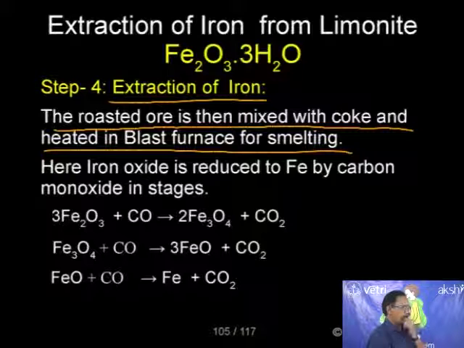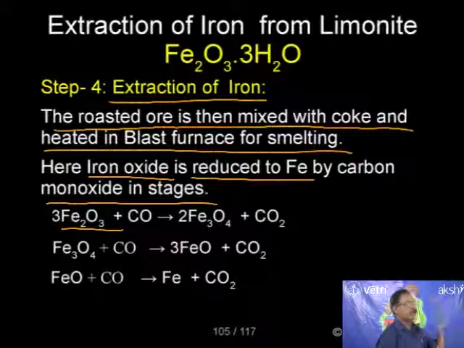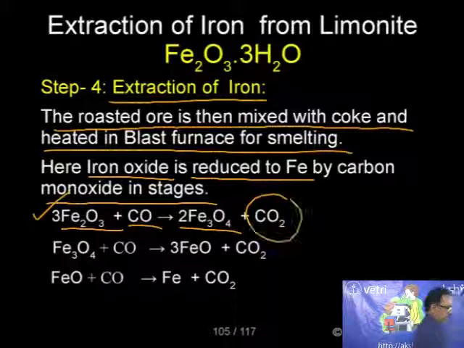So what will happen now? When we are heating iron oxide, Fe2O3 is reduced to iron by carbon monoxide in stages. So when we are heating with coke, carbon monoxide forms, and that carbon monoxide reacts with Fe2O3 in different steps and finally converts it into iron. So let me explain now. First step, 3 moles of Fe2O3 react with CO, 2 moles, to produce 2 moles of Fe3O4 and carbon dioxide. So the first conversion is to Fe3O4.